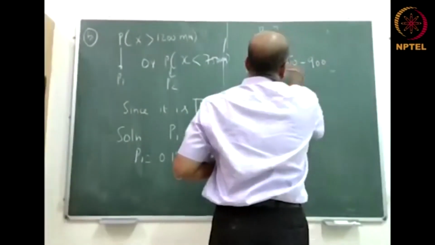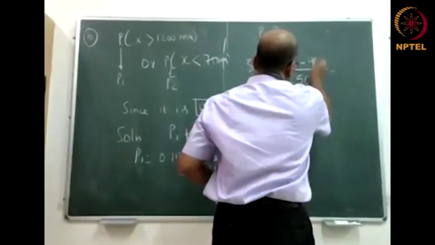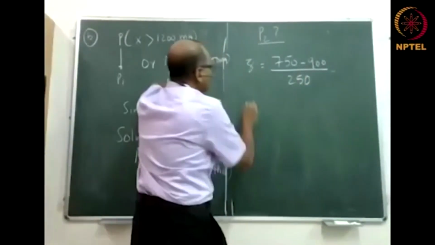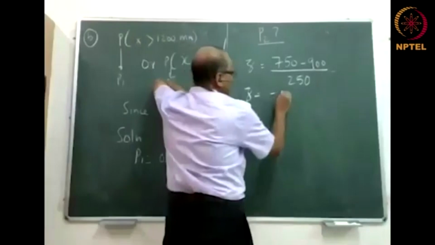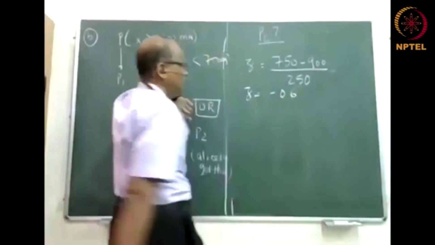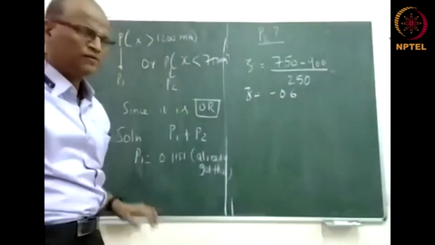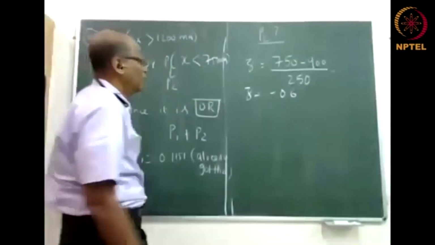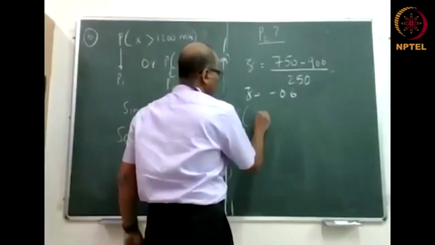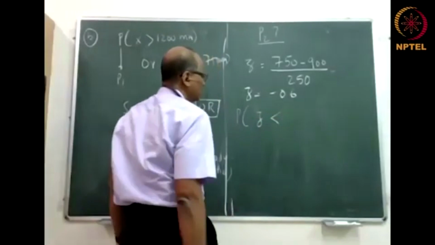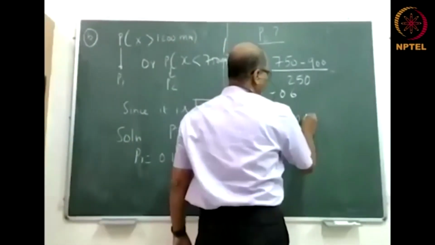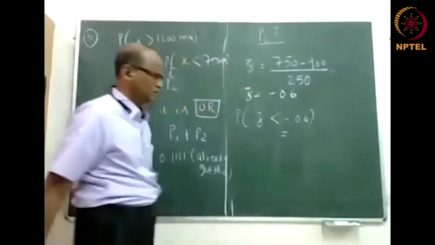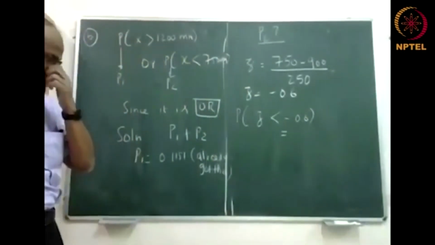900, 42.36%, divided by 250. Parshini, tell me. Z is minus 0.6, sir. Minus 0.05, so minus 0.5. Oh, what? 0.6, sir. Minus 0.6. Is that correct? 0.6. Now, the probability of less than minus 0.6. How much? 0.2743.